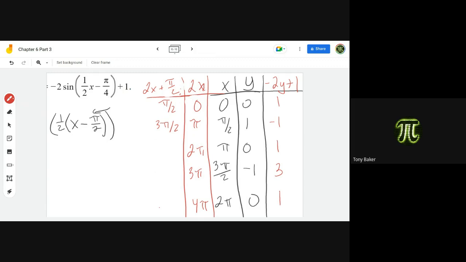I just want to make sure these all work. And then we get 5 pi over 2 and 7 pi over 2 and 9 pi over 2. I'm just graphing the points so you can see them in a second.